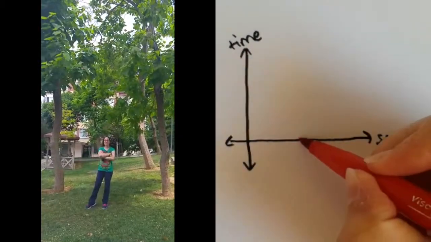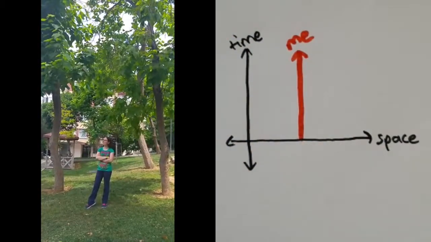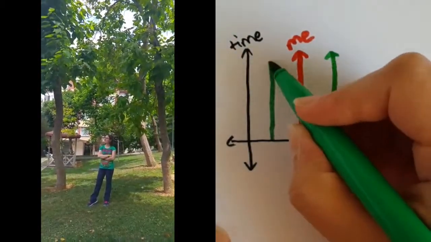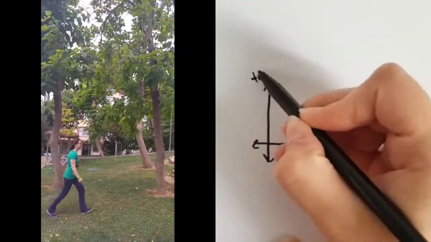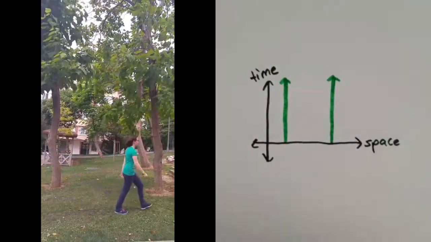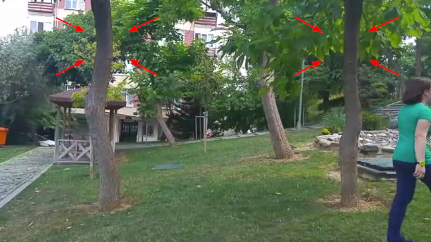If I don't move as time passes, then my world line and the world lines of the two trees I stand in between will all be vertical. But if I do walk by the trees, my world line will be tilted a bit. In that case, the diagram will be in the trees' perspective.